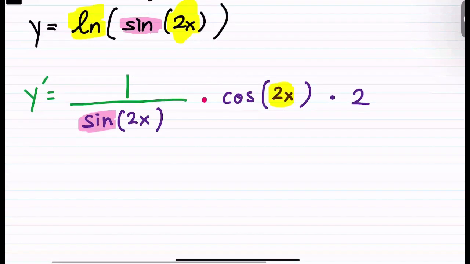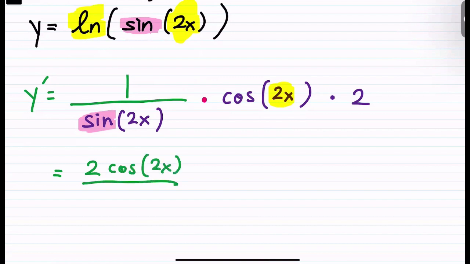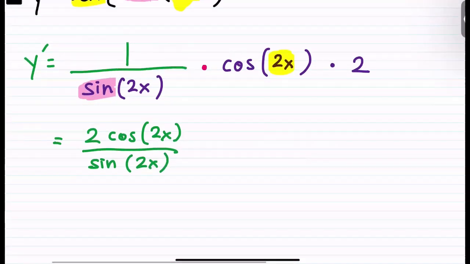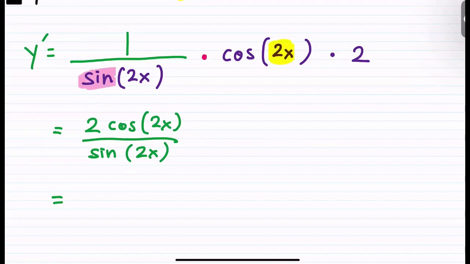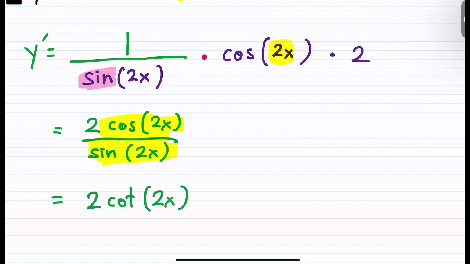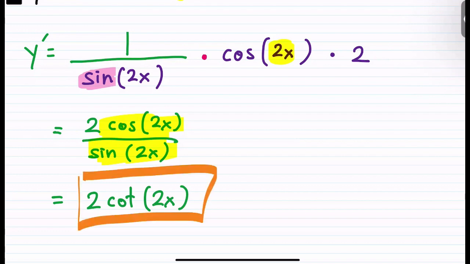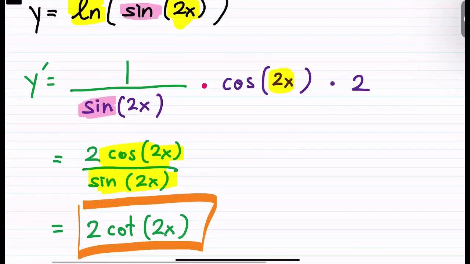To clean up our work so that this looks nicer, we have 2 times cosine of 2x all over sine of 2x. To make this look nicer one more time, remember that cosine over sine is the same as saying the cotangent function. So this becomes 2 times the cotangent of 2x. Our answer is in its most simplest form, so this right here is our derivative using the chain rule.